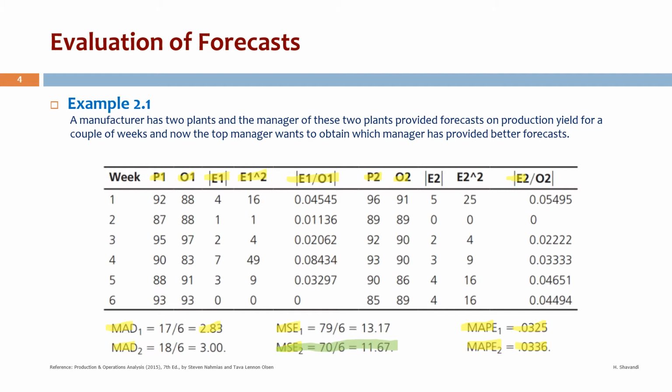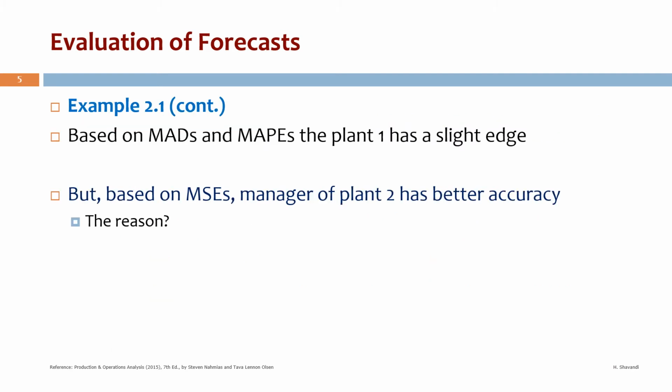So as you see here, we have three measures, and two measures, MAD and MAPE, suggest that plant 1 has a slight edge against plant 2. But based on MSE, the manager of plant 2 has better accuracy. So what's the reason here?